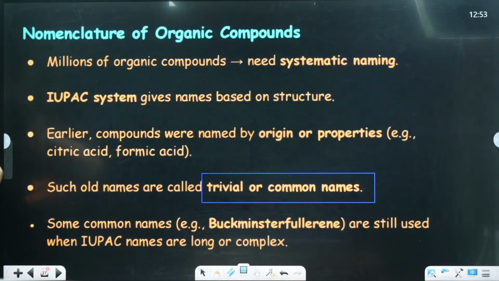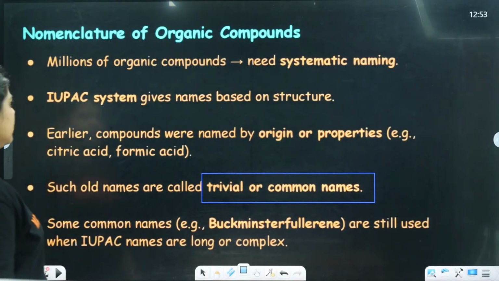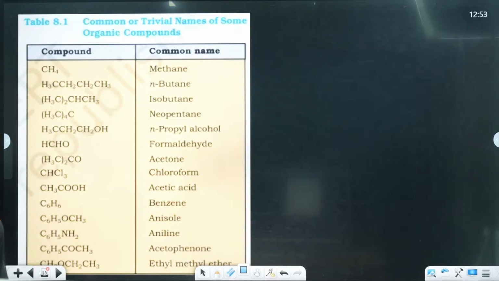Some common names, for example Buckminster Fuller's, are still used when IUPAC names are going to be long or complex. Next comes common and tribal names of some organic compounds. Some tribal and common names, let us look at.